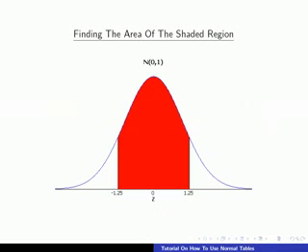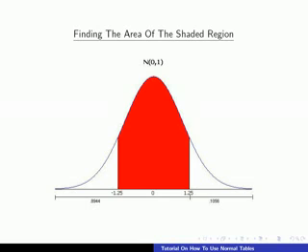Another way this problem could be given to us is like this, where we're asked to find the area of the center shaded region. So again, what do we know? We know that the standard normal tables give us the area to the left of our z value. So the area to the left of 1.25 is 0.8944, and so the area of our unshaded tail is 0.1056.